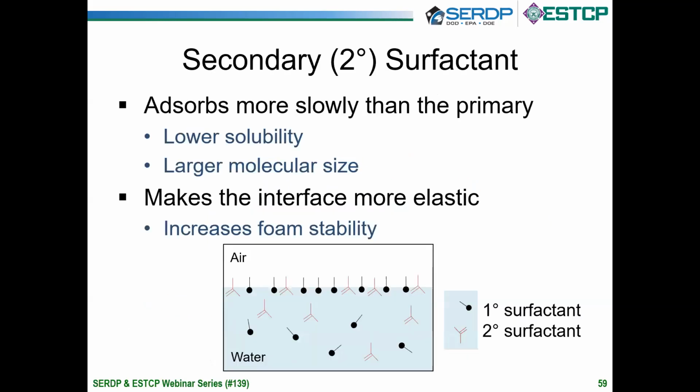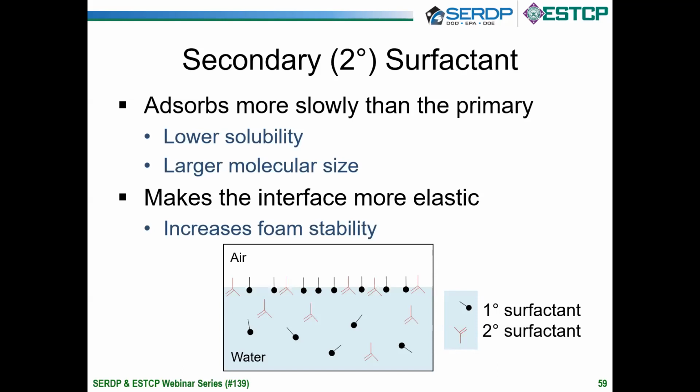The problem with primary surfactants is they adsorb very quickly, but this is a dynamic system. So they also desorb out of the surface very quickly as well. So they're going in and out very fast, and their residence time at the interface is quite short. And what that does is it makes holes in the interface and introduces a weakness.